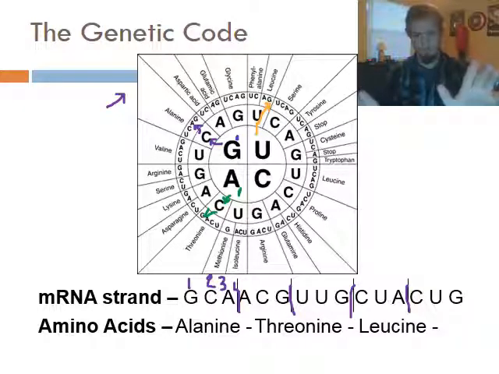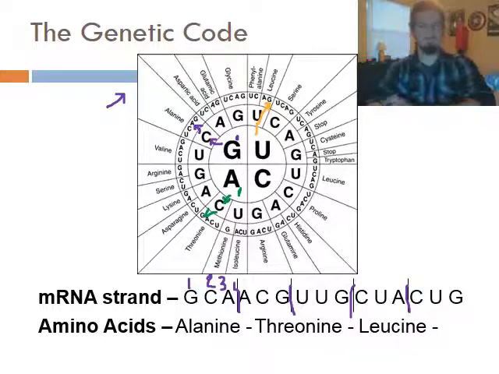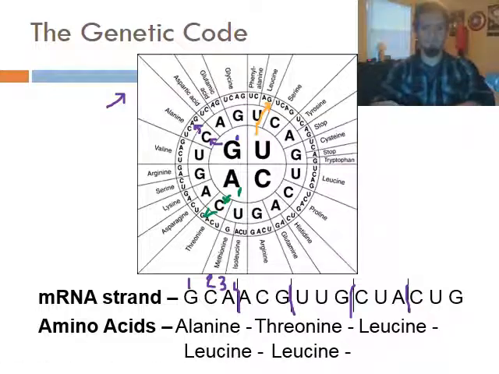Okay, did you do it? I'm going to assume you did. So what we have next, CUA would code for leucine as well, and CUG would also code for leucine.